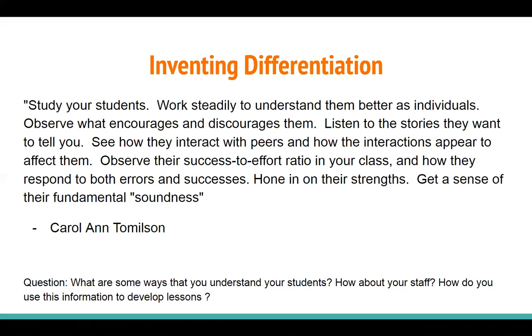Observe what encourages and discourages them. Listen to the stories they want to tell, how they interact with peers, and how the interactions appear to affect them. Observe their success to effort ratio in your class, and how they respond to both errors and successes. Hone in on their strengths, get a sense of their fundamental soundness.